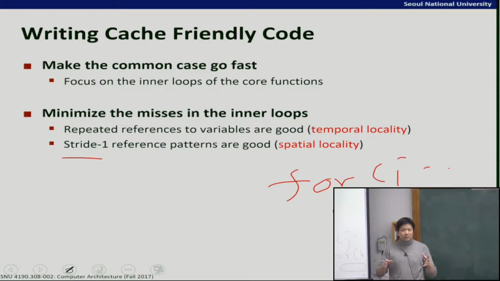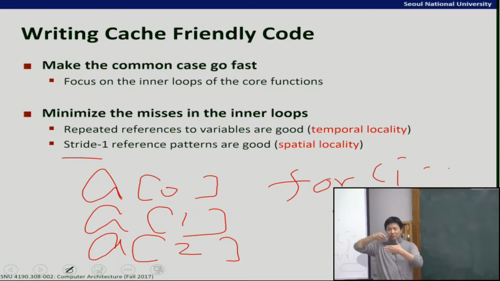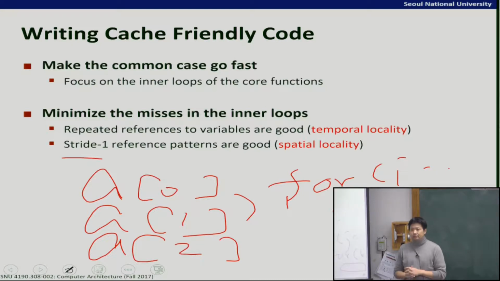So stride 1 means that, let's say you access A of 0. In the next iteration, you access A of 1. And then in the next iteration, A of 2. This is a stride 1 pattern, right? Because in the following iteration, you read the adjacent word. So stride means the distance between two consecutive accesses. In this case the difference is just 1. Stride is 1, the difference between two adjacent memory accesses. So stride 1 reference patterns are good.